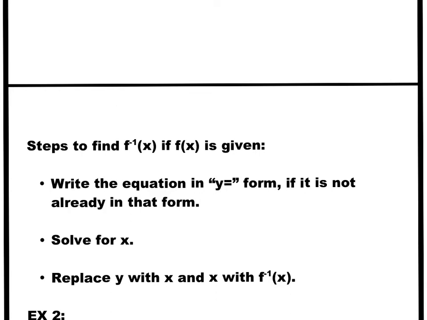First, instead of writing f of x or g of x or h of x, just write it as y equal a function of x. Then try to solve for x. This means isolate x: have x on one side of the equal sign and everything else on the other side. At the end, replace y with x and x with f minus 1 of x. And that's going to give you the inverse function. Now we are going to do one example so you can see how this is done.